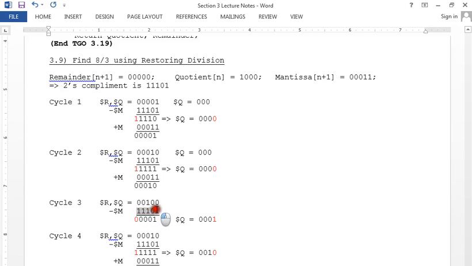So now we subtract, and lo and behold, we have the 0 as the most significant bit. So what does that mean? Yeah, we negate the most significant bit here, and that becomes the least significant bit of the quotient. So now it's a 1, right? But here's the thing. Because it's a 0, we do not restore. You understand?